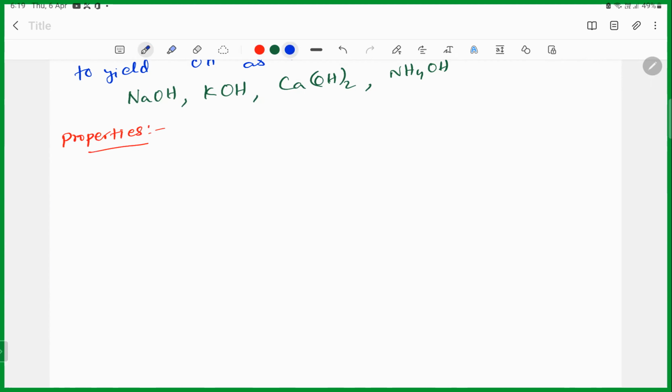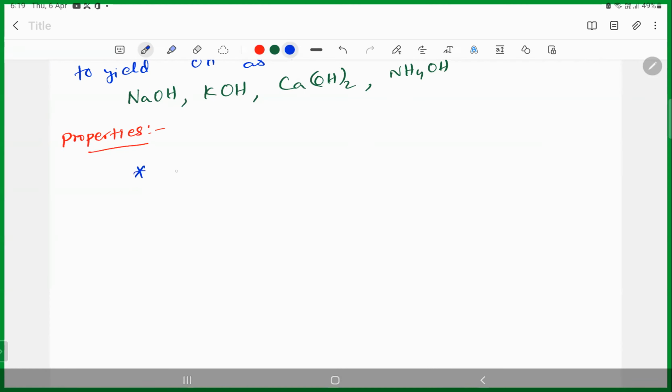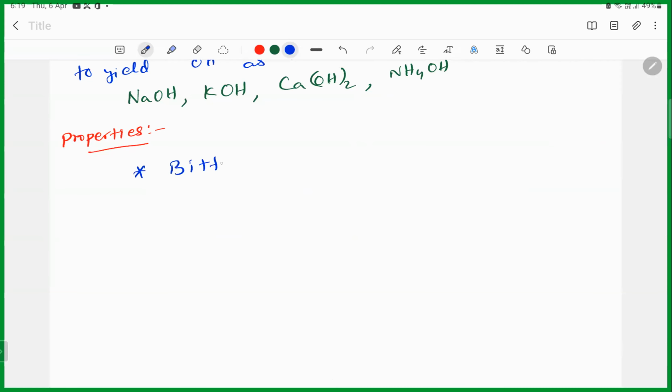What are the properties of bases? They have a bitter taste. If you have ever gotten soap in your mouth, it tastes bitter, no? In the same way, because of their basic nature. They are soapy and slippery to touch.